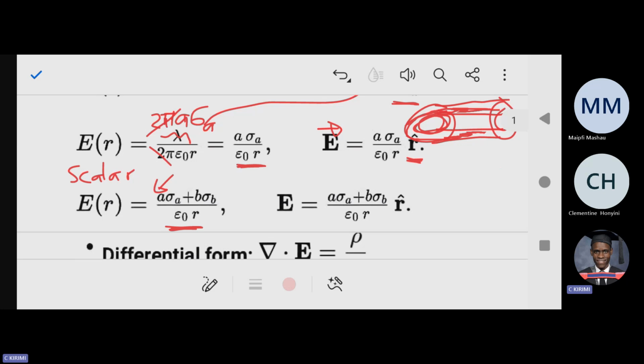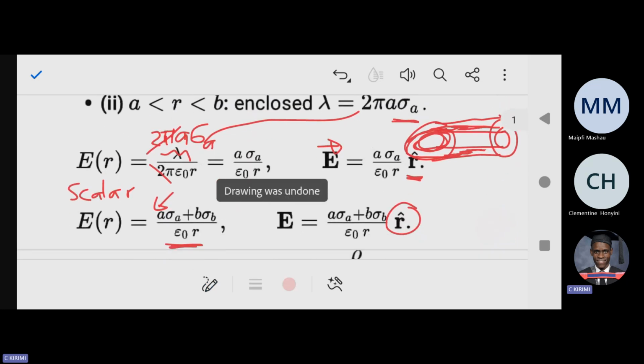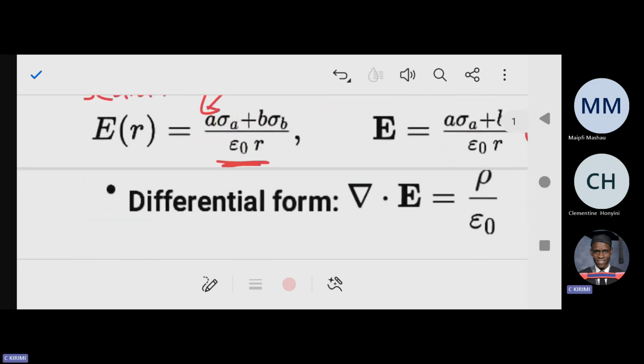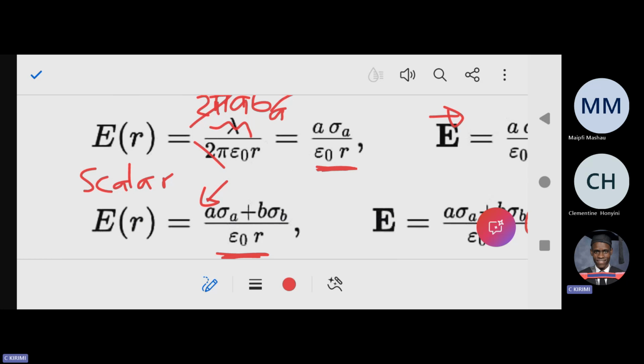So this is as a scalar. As a vector, you are simply introducing the R component. So which means also if you want the electric field with the B component, the charge, here it will be B multiplied by the surface charge density of B over the same.